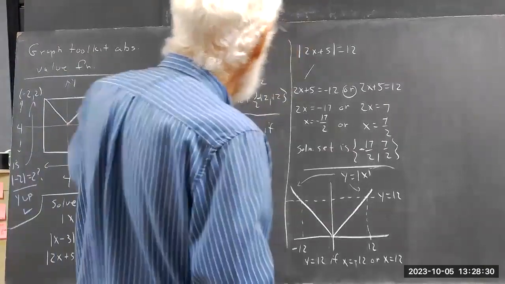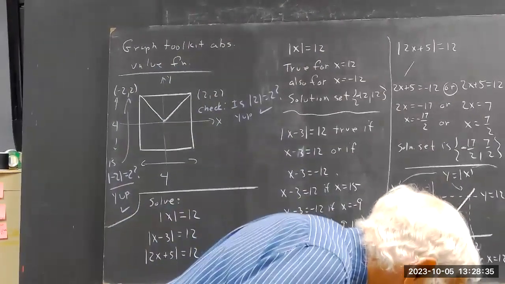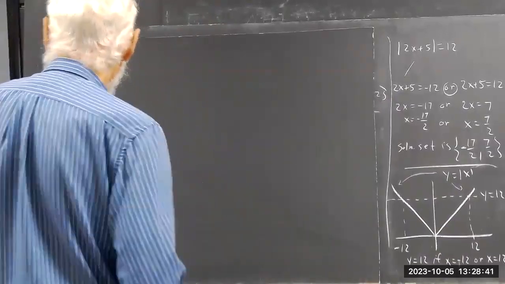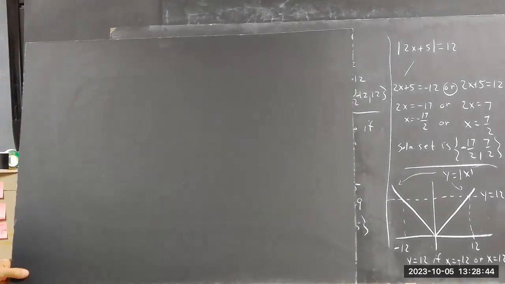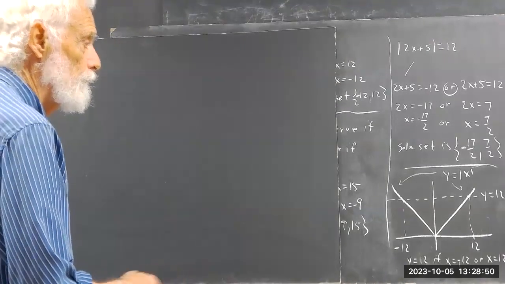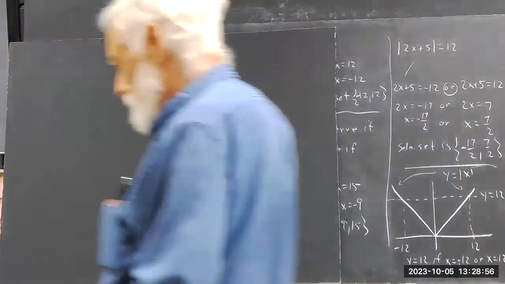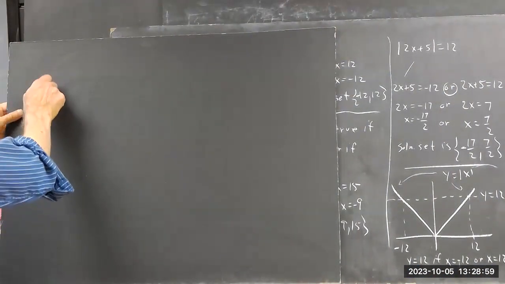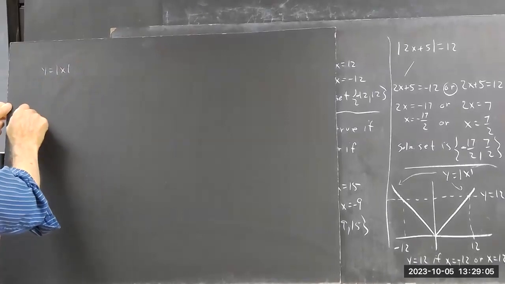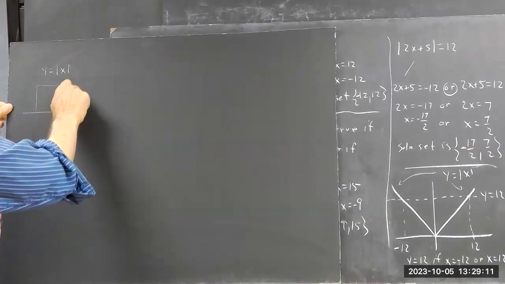Now I'm going to use that board I just saved. I don't want to apply any more than the board than I have to. Okay, I'm not going to be able to get enough of this on there. Okay, so we're going to redraw y equals absolute value of x.